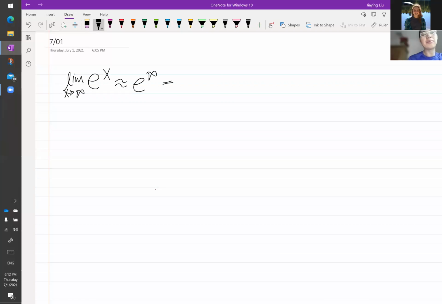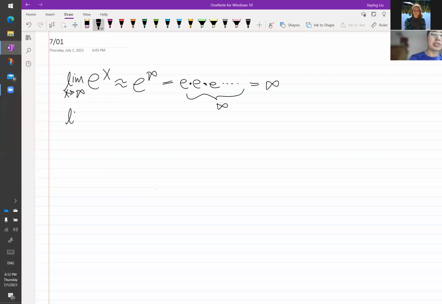And e is a number that's more than 1. So any number more than 1, you raise to infinity, it's kind of like multiplied by itself infinitely many times. So the product is going to approach infinity.